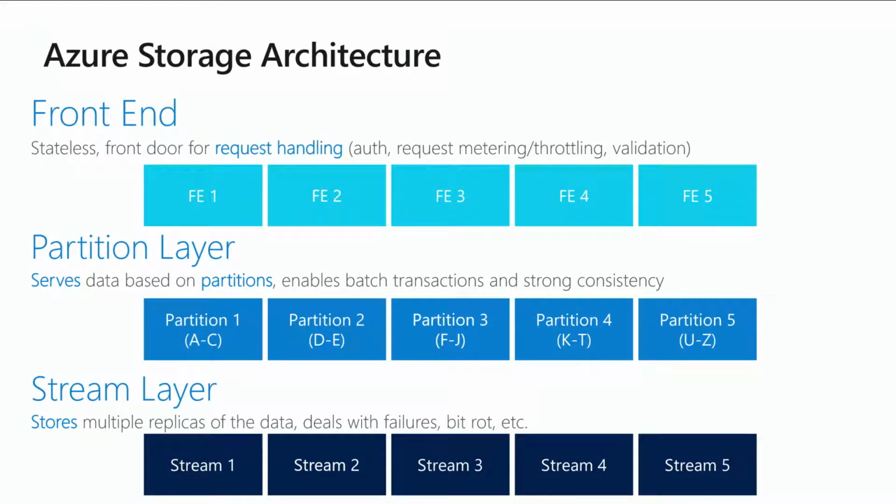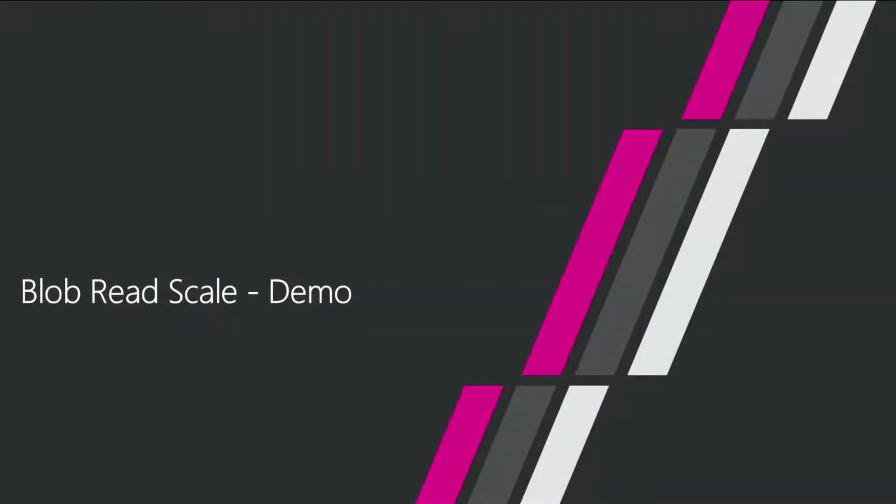On top of that, you have the front end, which is the REST API front end that you interact with. It takes care of all of the request handling, as well as throttling, billing, metering, etc. If you look at these three layers, the front end, the partition layer, and the stream layer, we've done work across these layers to enable some of the performance features. So let's get started with the demo and show you what we're capable of.